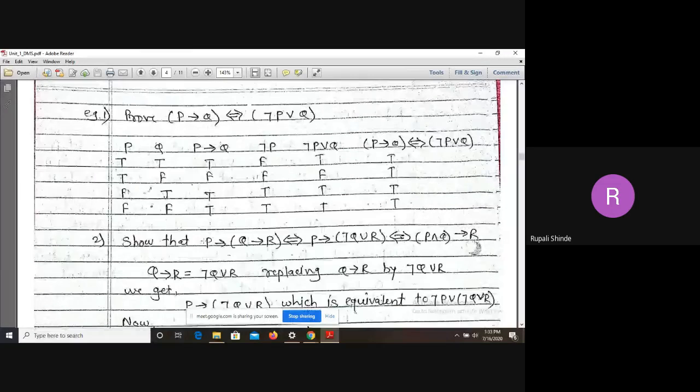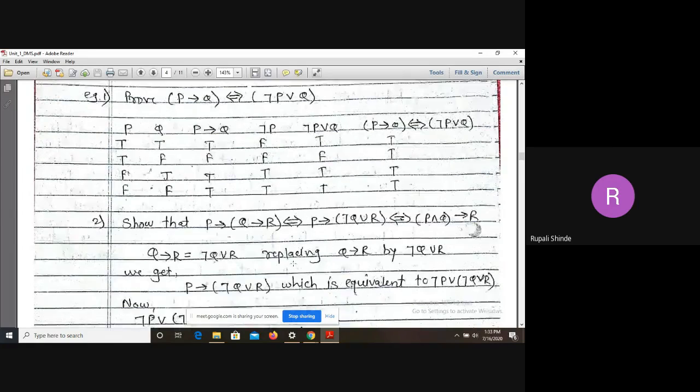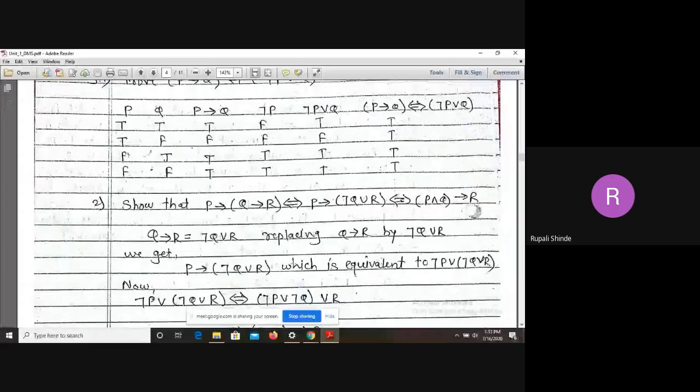Now, in the next question, they have said, show that P conditional (Q conditional R) is equivalent to P conditional (negation Q or R), which is equivalent to (P and Q) conditional R. Okay. So here we have to prove the equivalence between these three formulas, as these three formulas are equivalent to each other. So we will take each formula.